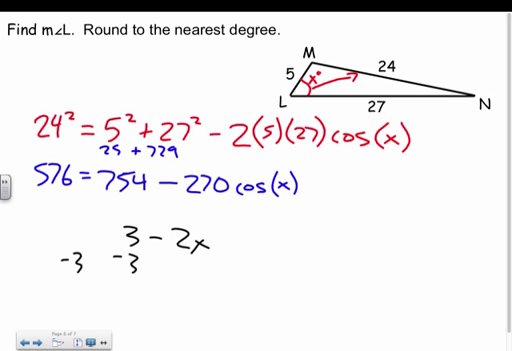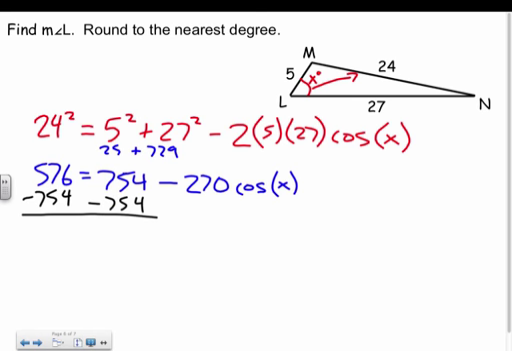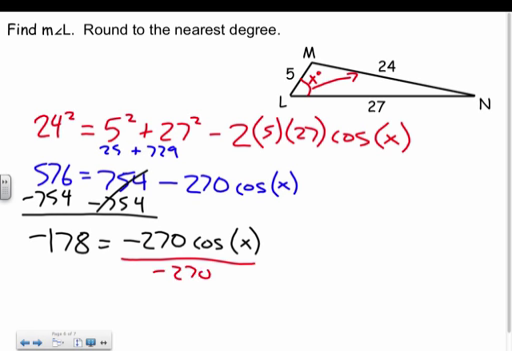Well, I subtract 3 from both sides, right? Wherever that equal sign is. So that's just what I'm thinking. I got to subtract 754 from both sides. Follow your algebra rules. And so now we end up, well, 576 minus 754 gives me negative 178. That's gone. I still have negative 270 times the cosine of x. Well, to get the cosine of x by itself, we got to divide by negative 270. So I got the cosine of x equals negative 178 over negative 270. I'm going to leave this just like that.